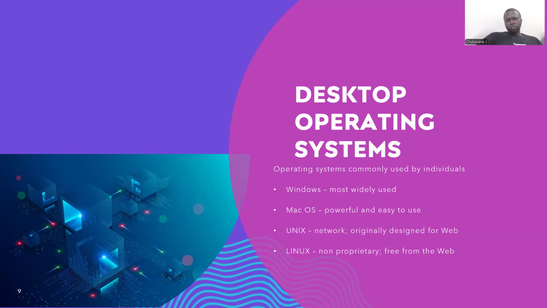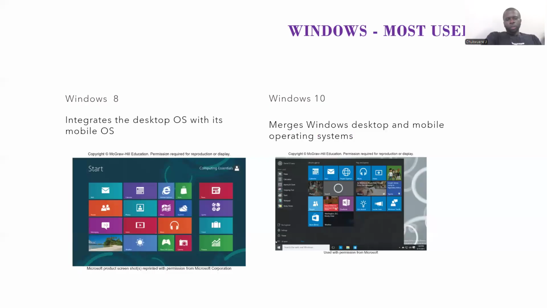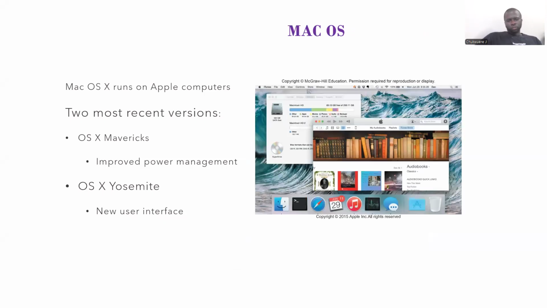You have your Mac OS, which is Apple. You have your Linux, you have your Unix. Your Unix was originally designed for the internet, for the web. And then your Linux is a free version that can be downloaded and is available online. It can also be used as a substitute for Windows. In this case, we have Windows 8, Windows 10, and so on. And right now, there's also the one that is on board with 365. These are all the most used operating systems, right?